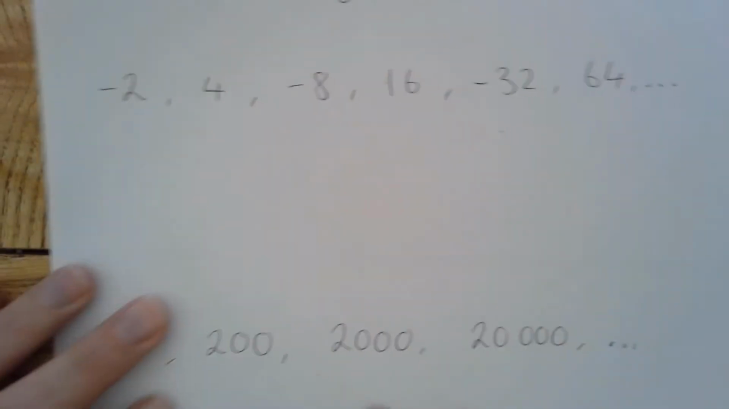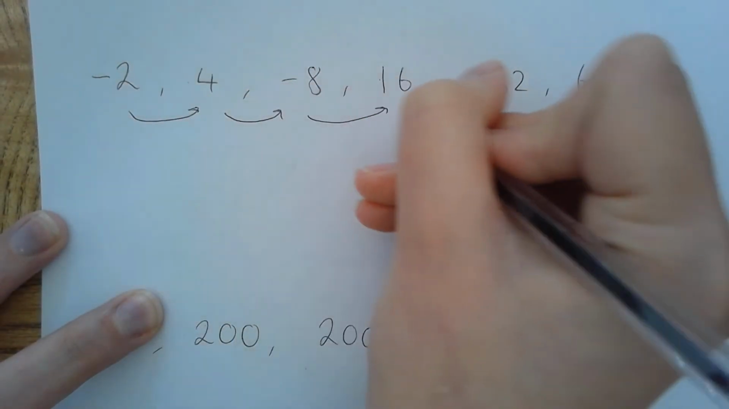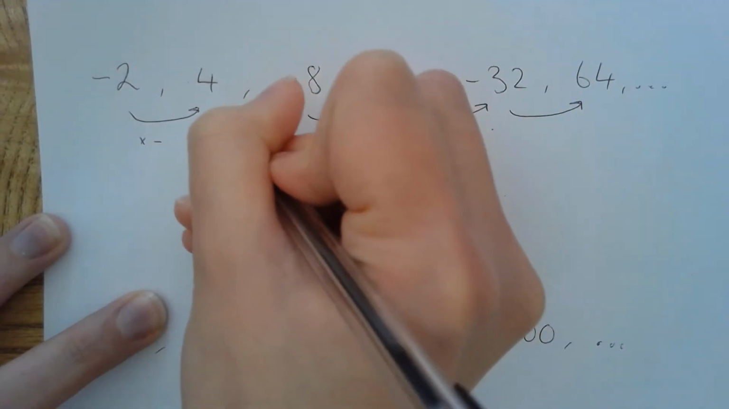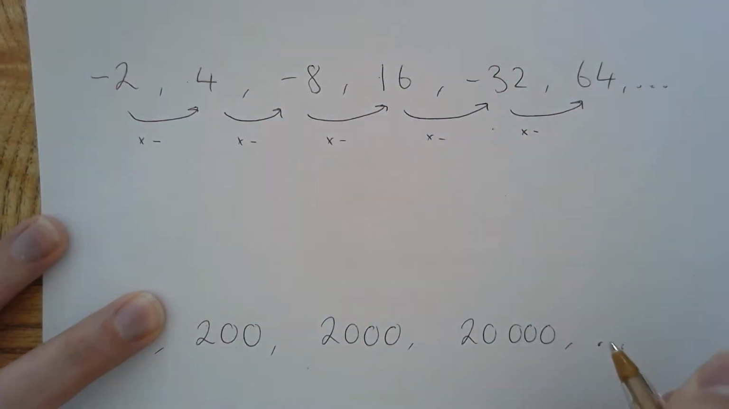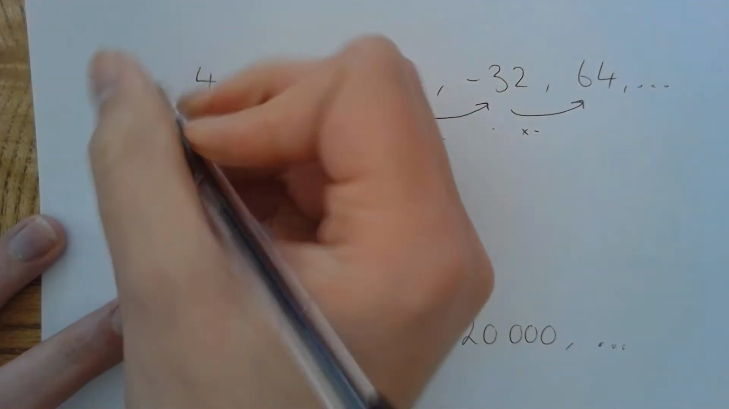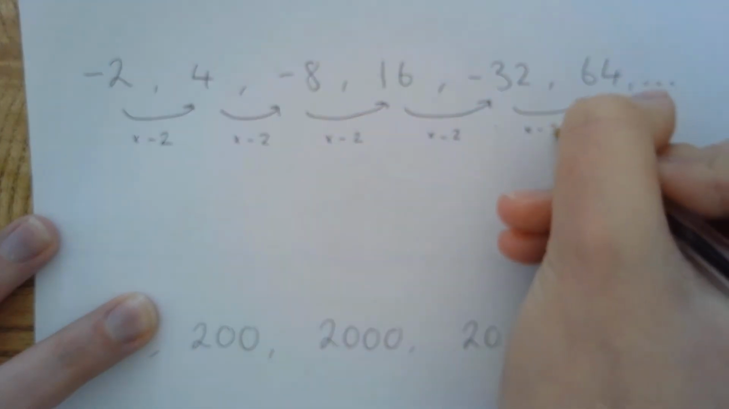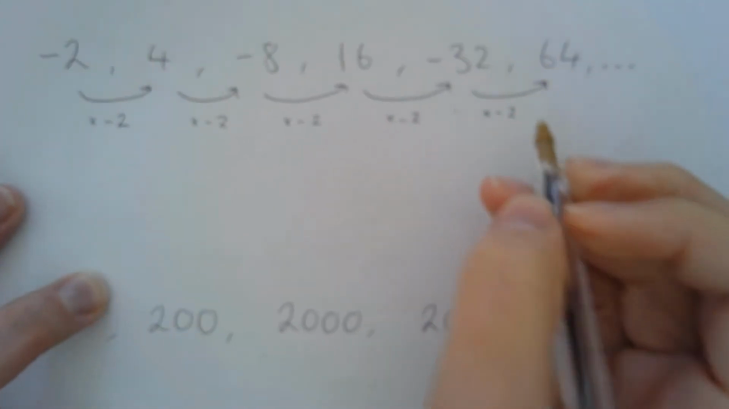The third one is -2, 4, -8, 16, -32, 64. We know it's going to be times by a negative number because it's going from negative to positive to negative. -2 to 4 is times -2. So we know it's times by -2 each time: times -2, times -2, times -2, times -2.